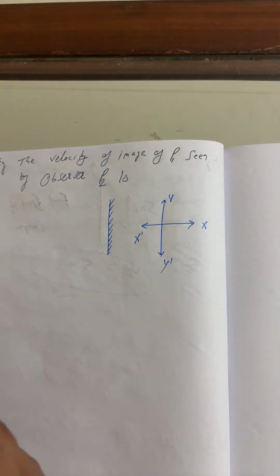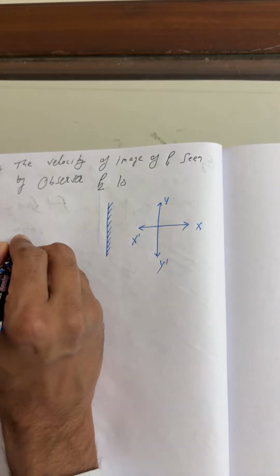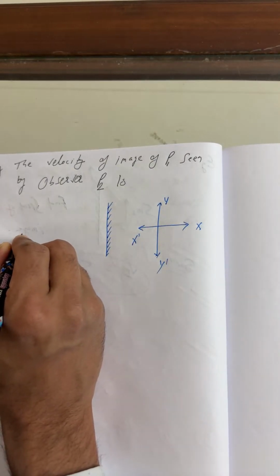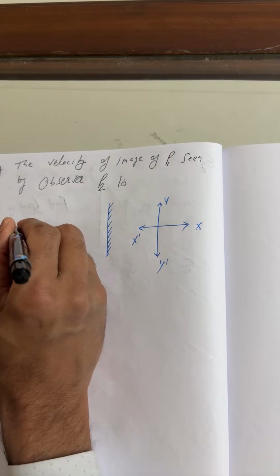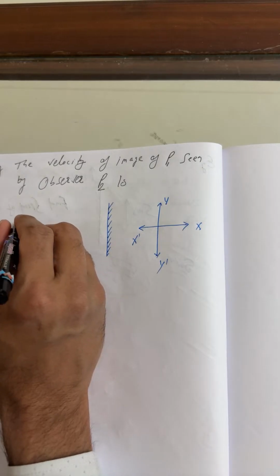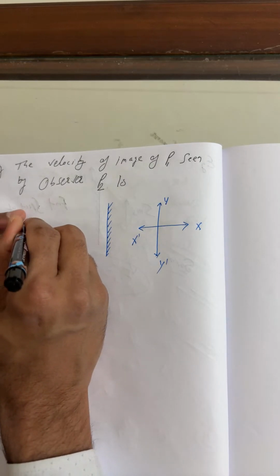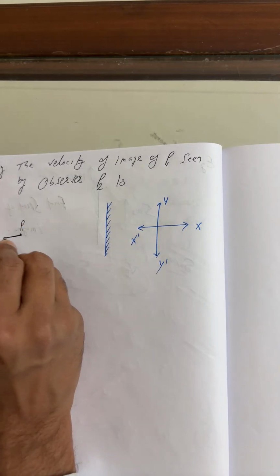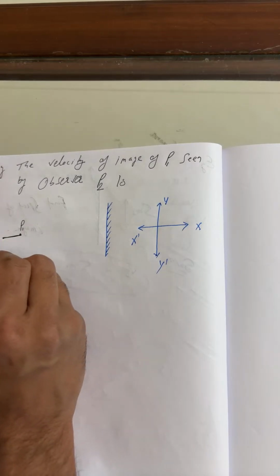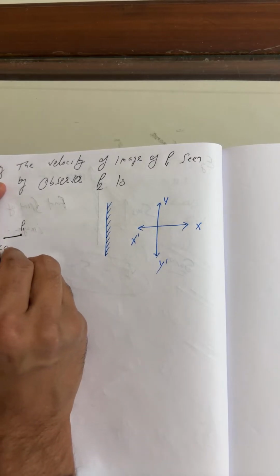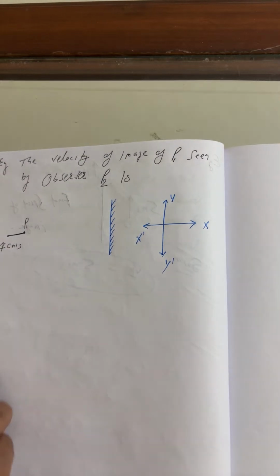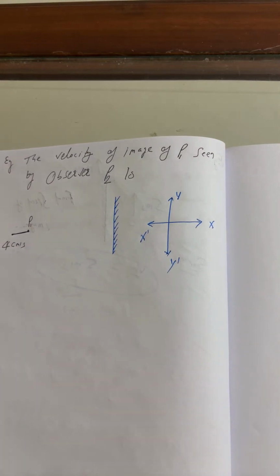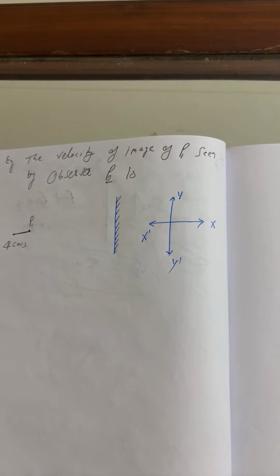P2 is the observer. So P1 you can take as the object. P1 is the object. So this is P1, and P1's motion is 4 centimeter per second. 4 centimeter per second. Okay.